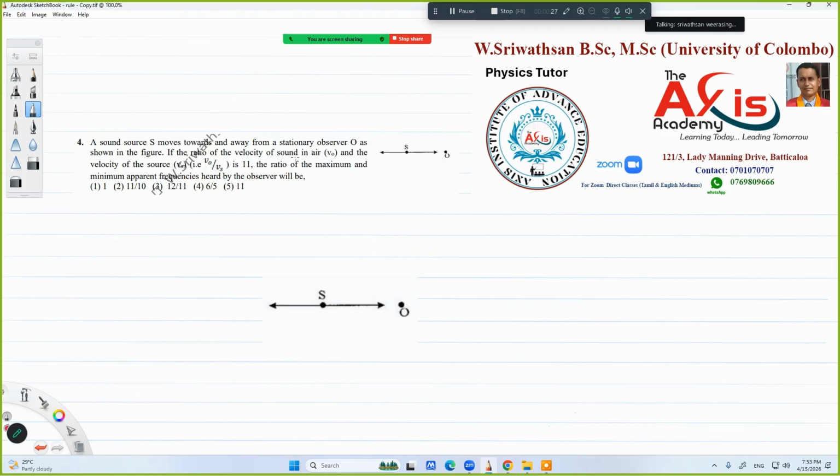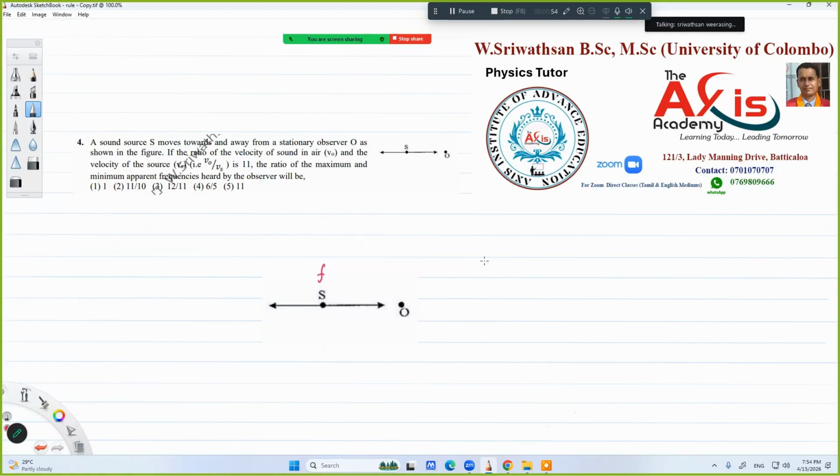If the ratio of the velocity of sound in air, v naught, and the velocity of the source, vs, that is v naught over vs, is 11, what is the ratio of the maximum and minimum apparent frequencies heard by the observer? This is a sound source. Let us assume the frequency emitted by the source is f, and it is moving towards and away.